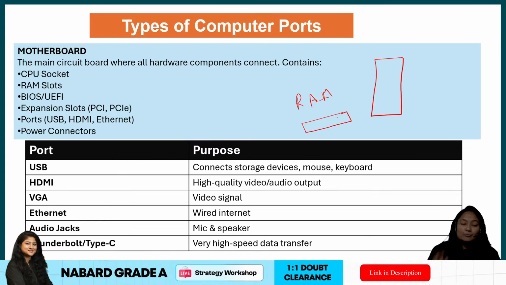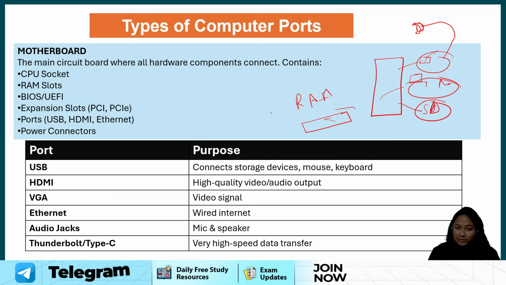Okay, then we have ports. Ports are basically in the motherboard, we have various port-like structures through which we can connect a wire and we can connect various devices. If you are talking about the ports, we have the USB port, we have the HDMI port, we have the Ethernet port, and so on.